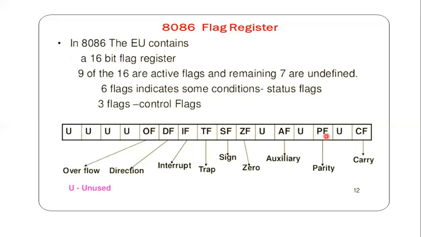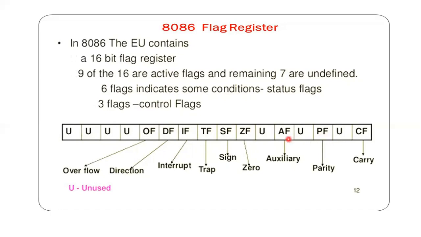The next one is the parity flag, PF. This flag is set if the result produced by the instruction has even parity, that is, it contains an even number of bits at logic level 1. If the parity is odd, then it is reset. If it is even, then it is set. If the parity is an odd number of 1s, then it is reset.